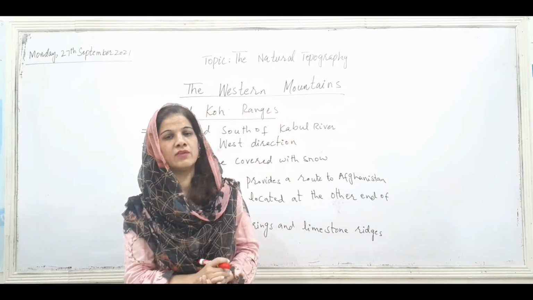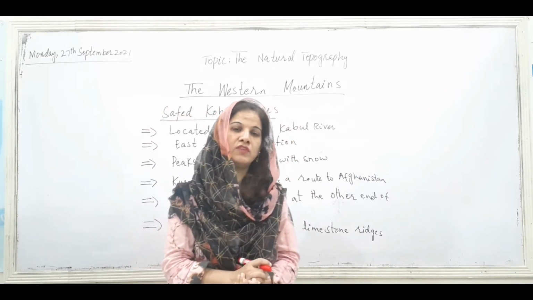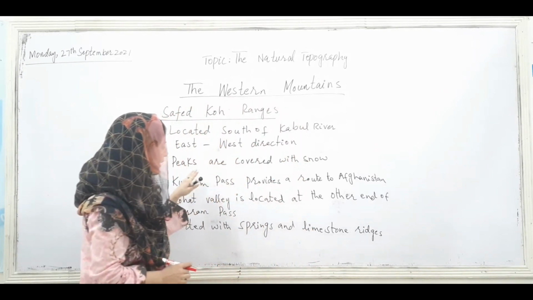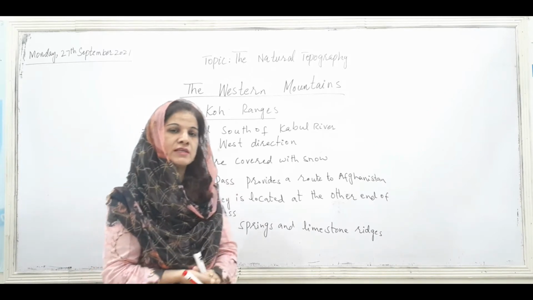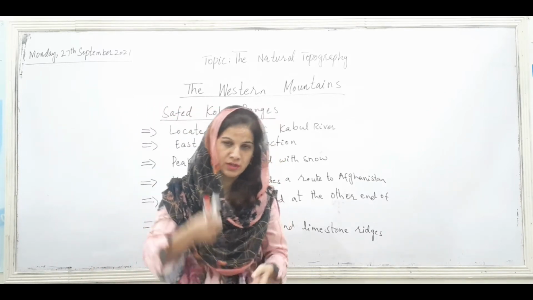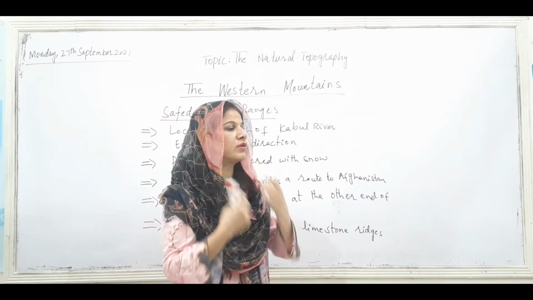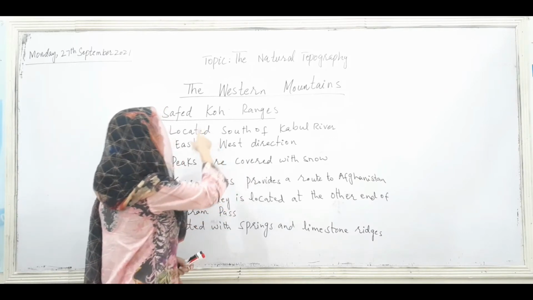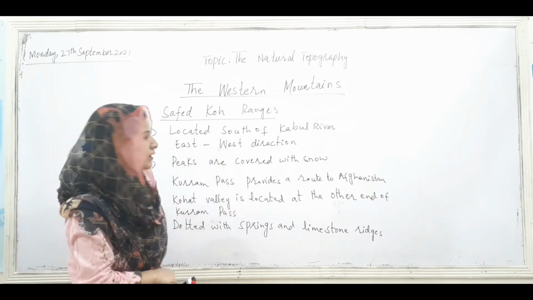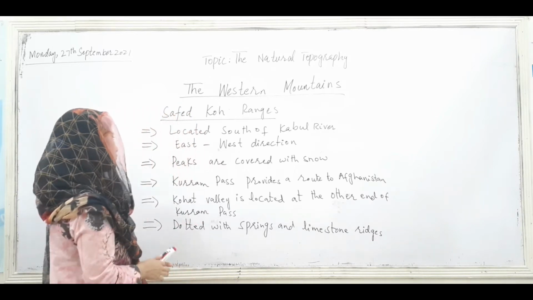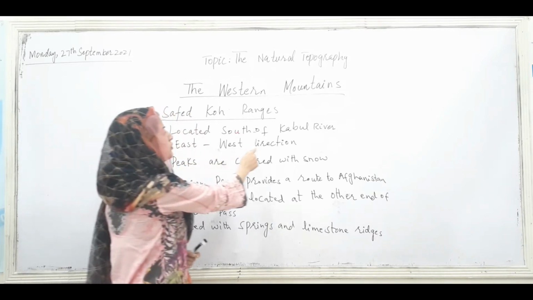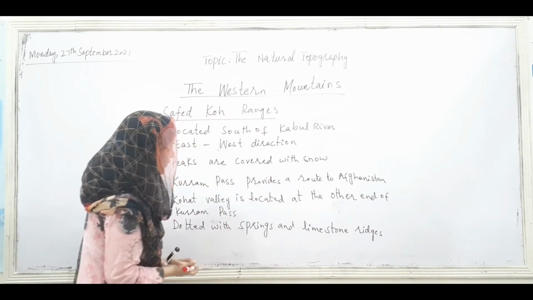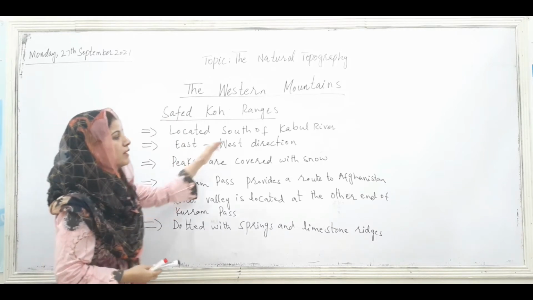very few mountains in this region have snow. Very few mountain peaks are covered with snow, that is why it is a unique feature. Otherwise, in northern mountains, a large number of mountains can be seen with snow on them. So the peaks are covered with snow, that's why these are called the Safeco mountain ranges. Plus, we'll see the location is south of river Kabul. So Kabul river is a drainage feature which determines its location.